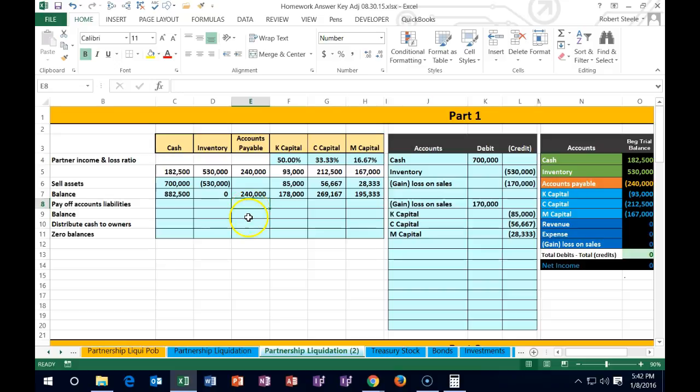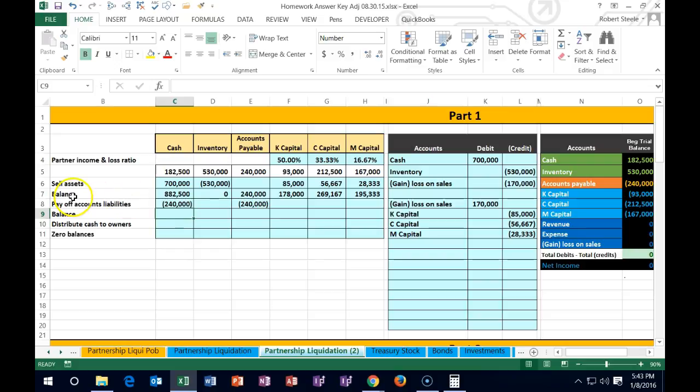We're going to pay that off. That needs to go to 0. So I'm going to say this is going to go down by 240. We're going to pay off the liabilities. What are we going to pay it with? We're going to pay it with cash. So we're going to go over to the cash here, and we're going to say this is going to go down by 240. So there we have this.